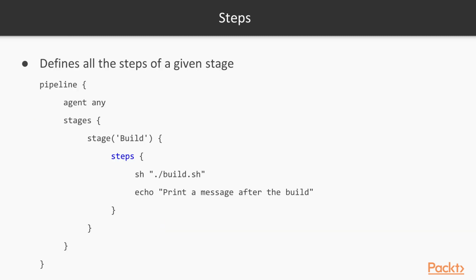Last, we have the steps, which defines all of the steps of a given stage. Inside of the pipeline, we must declare the stages, then a specific stage, and then the steps inside of this stage. In this case, we have two steps, the sh and the echo step.